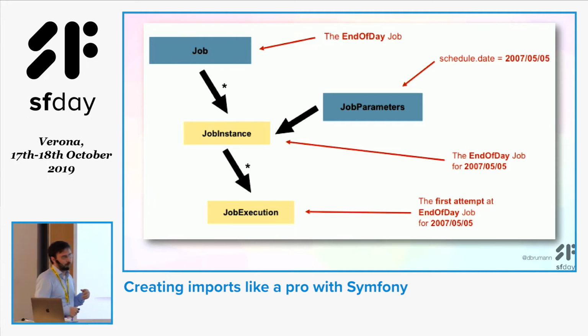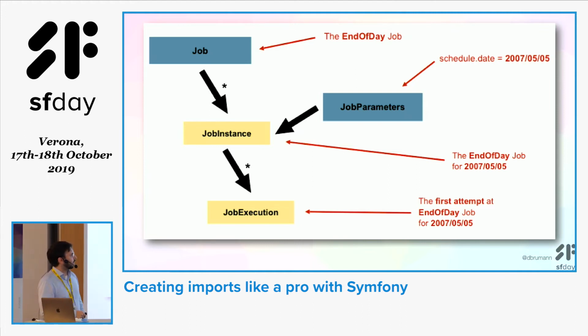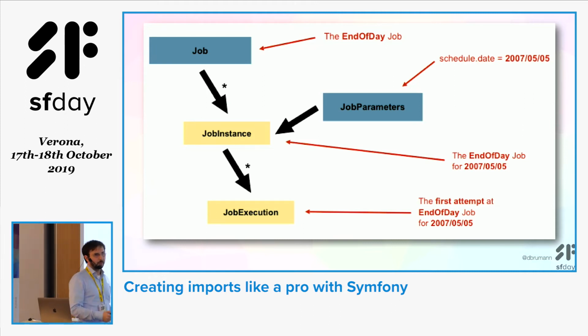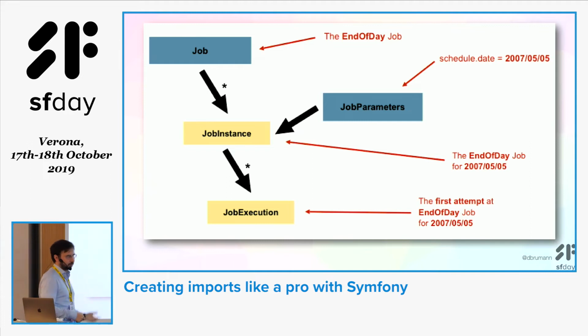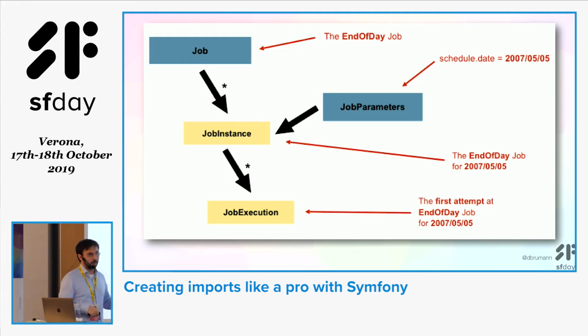So just to give you a better idea of what this actually looks like if you have a job. Take, for example, we have our end of day job that has to run every day at the end of the day. We have certain parameters that you want to pass into that job to tell it that this is the job for this day. In this case, obviously the documentation is a little bit older, the 5th of May in 2007. This actually makes it our job instance. So the job instance is a class that comes from the description of our job that contains all those parameters. And then the job execution is the first attempt at running this job.